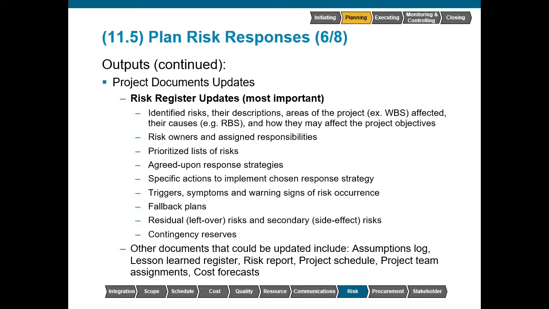estimates. There's some other documents that could be updated as well, including the assumptions log. As we're performing this process, new assumptions may be made and we may have modification to existing assumptions. The lessons learned register. The risk report should be updated as we have more information about specific risk events. The project schedule, project team assignments, and cost forecasts.